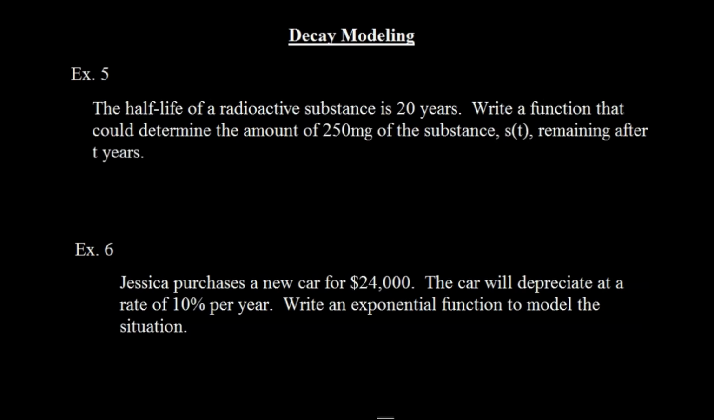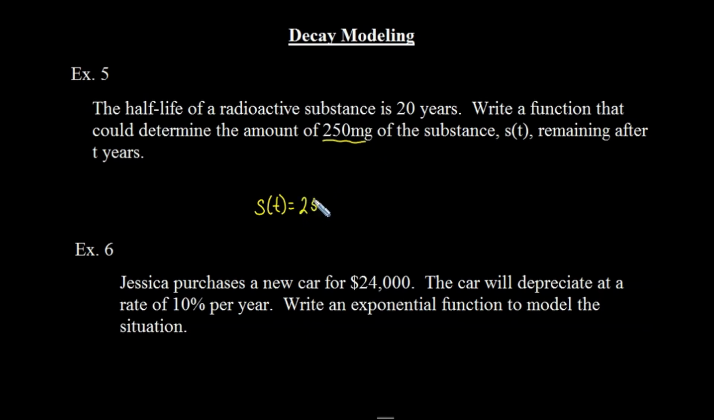In example 5, we're going to be modeling a half-life problem. So the half-life of a radioactive substance is 20 years. Write a function that could determine the amount of 250 milligrams of the substance S of t remaining after t years. So we'll start with the function S of t, and then a half-life problem or a decay problem will always start out the same way that we're doing our growth problems.